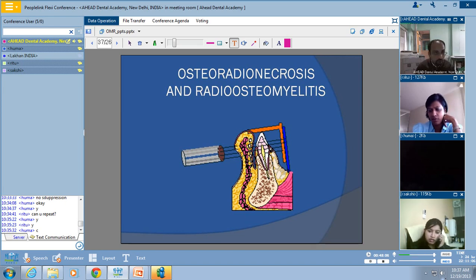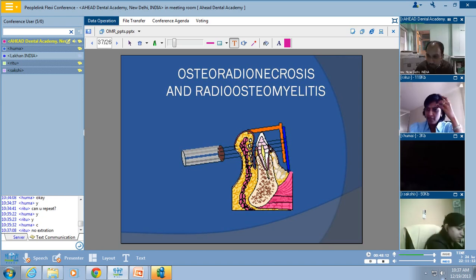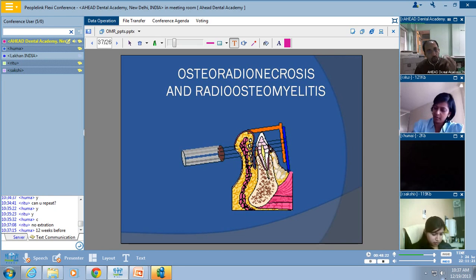Ideally, you will not like to do the extraction, but the patient is in extreme pain. The answer is 12 weeks before, which is exactly 3 months. For a patient who needs to go for radiation therapy, you need to do the procedure at least 3 months before the radiation. Before the 3 months, the patient needs to be extracted.